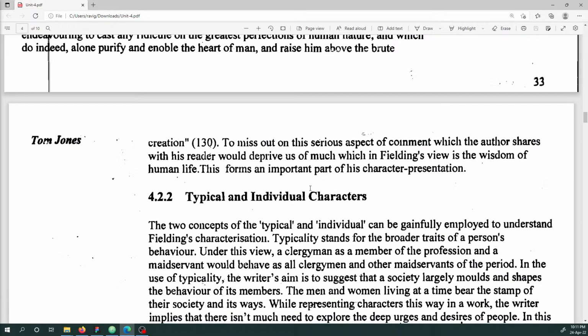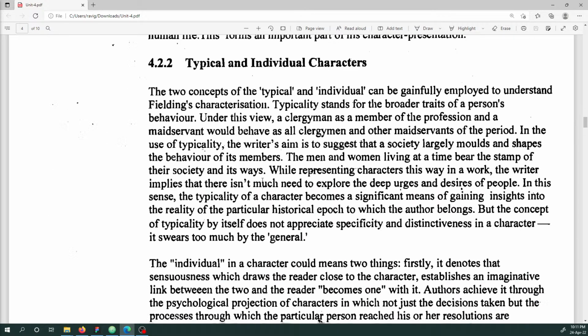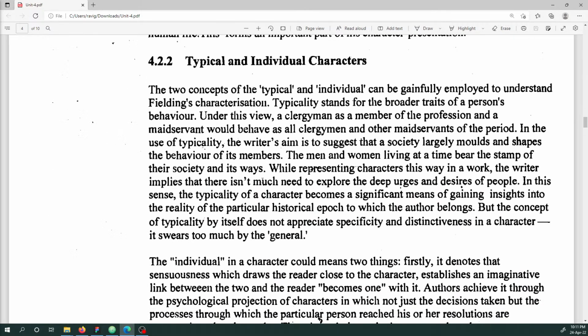To miss out on this serious aspect of comment which the author shares with his reader would deprive us of much which in Fielding's view is the wisdom of human life. This forms an important part of character presentation. Typical and individual characters. The two concepts of typical and individual can be gainfully employed to understand Fielding's characterization.